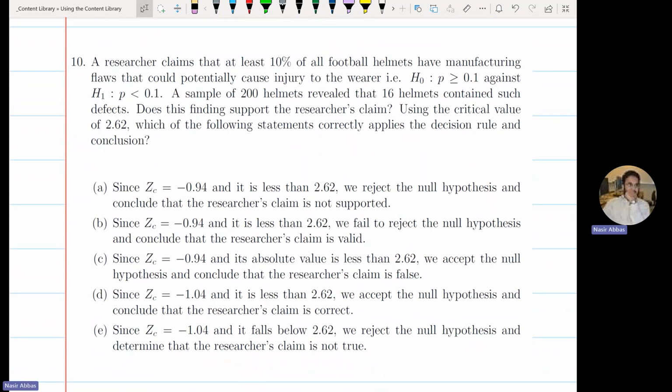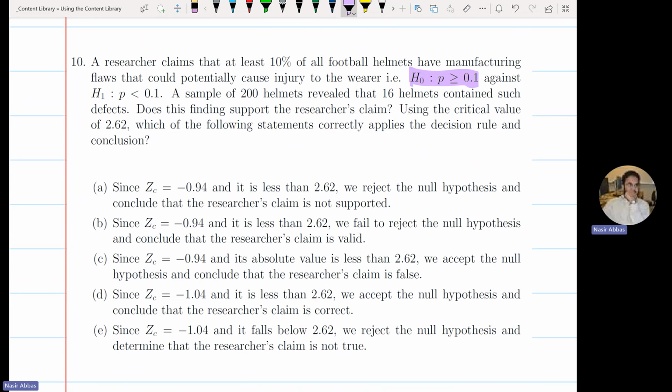Question number 10. A researcher claims that at least 10% of the football helmets they have flaw. Just to make the question easy, they also gave you the notation. But what if they don't give you the notation? From the statement, you should be able to make the notation that the researcher claims that at least 10% of the helmets are defective. So P is more than or equal to 10% was the claim. Then the opposite is that P is less than 10%.